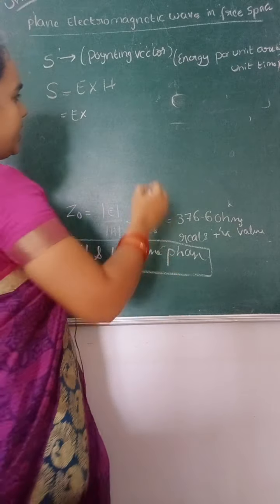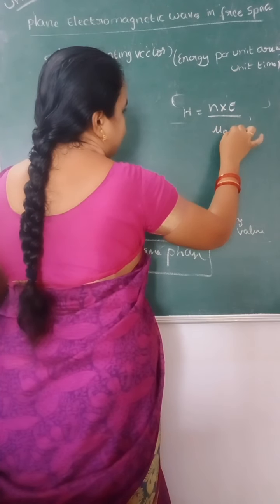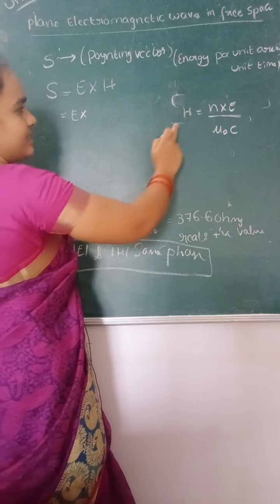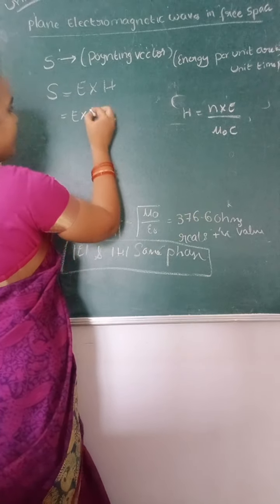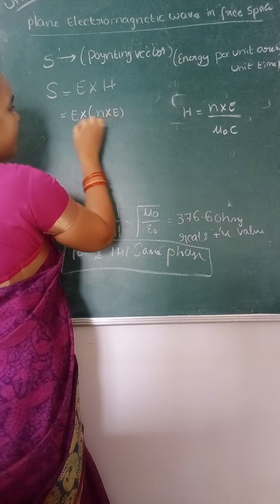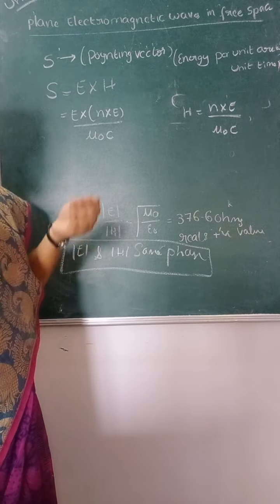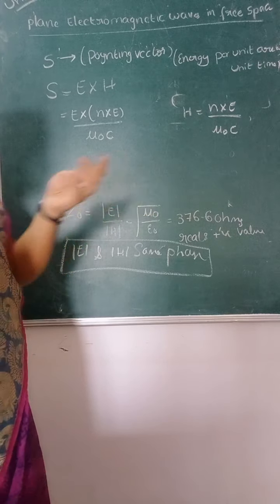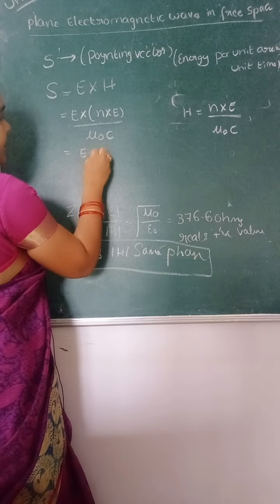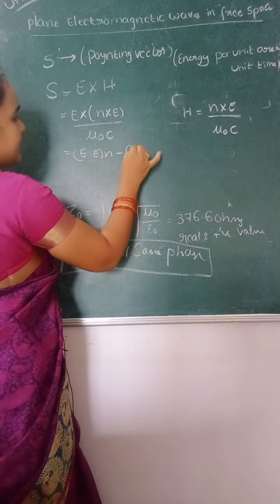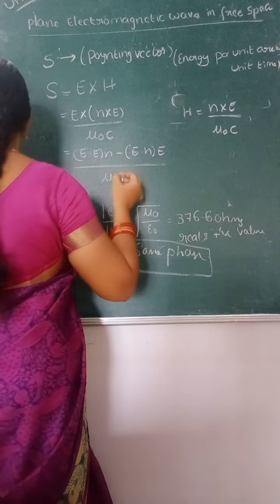From this derivation, the H value is N cross E by mu naught C. See the previous calculation: before that we have this step, modulus of H is equal to N cross E by mu naught C. Let us substitute this value here: N cross E divided by mu naught C. A cross B cross C is nothing but A dot C into B minus A dot B into C. So we can expand it as E dot E into N minus E dot N into E, divided by mu naught into C.